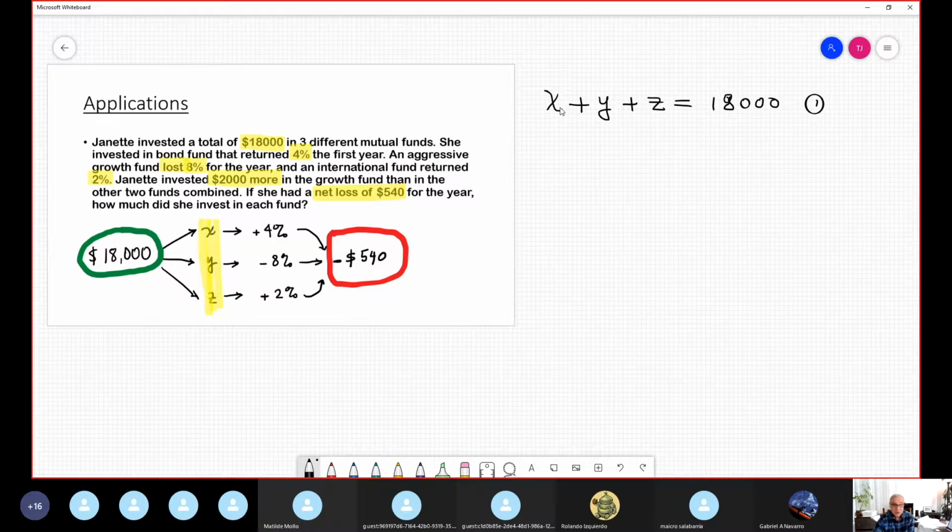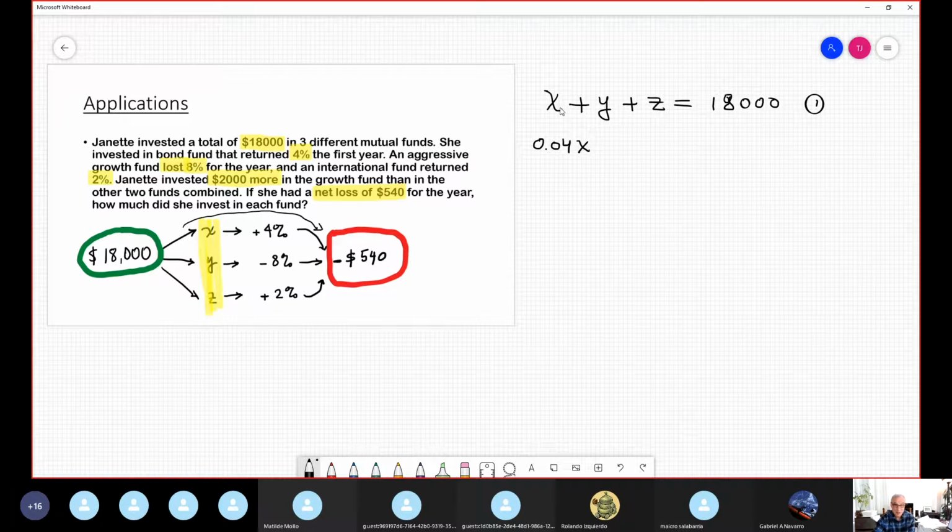Using 0.04, which is 4% expressed like a decimal, divided by 100, no? Multiplication by X, and this is the money. This expression represents this money for this branch. Okay, by the way, it's positive, no?